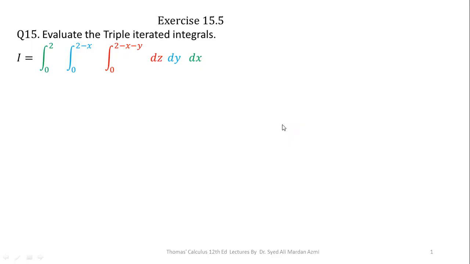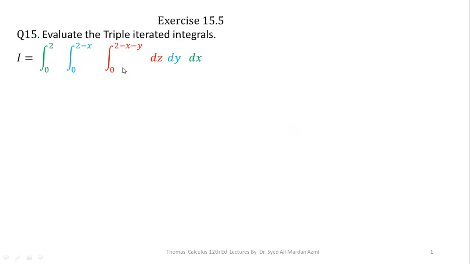In this lecture, we will learn how we can evaluate triple iterated integrals. For this purpose, we will solve exercise 15.5, question number 15 from Thomas Calculus 12th edition book. Before we start solving this particular question, we need to know some basic terminologies about triple integrals. In triple integrals, three variables are involved.